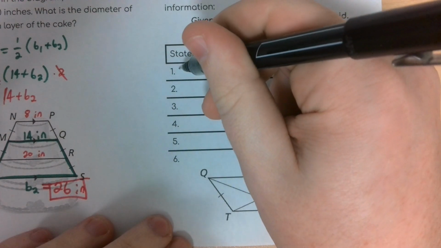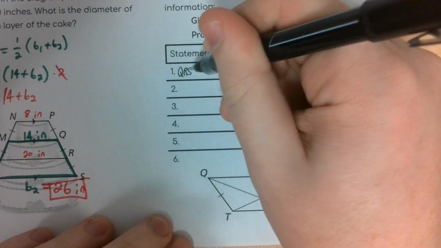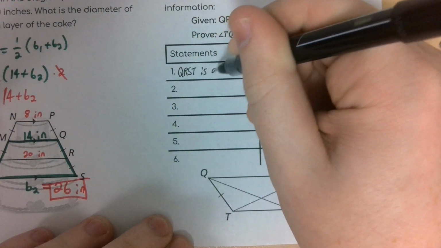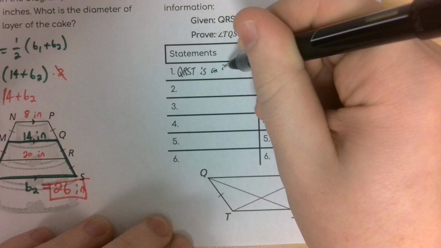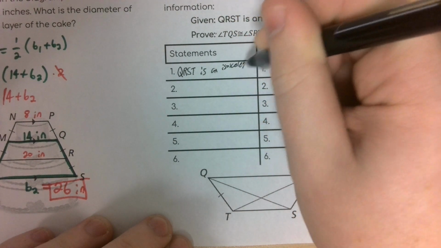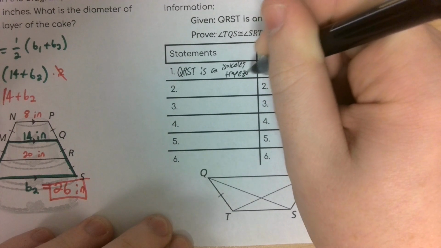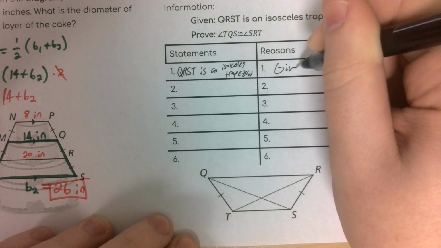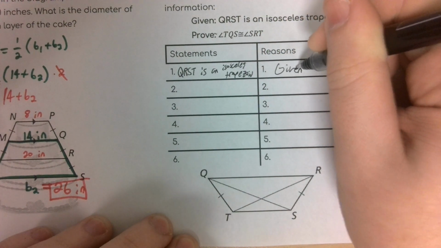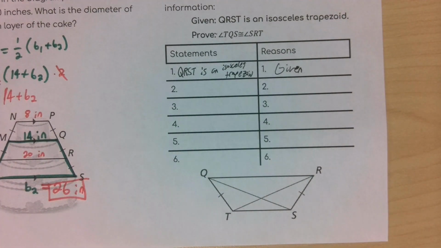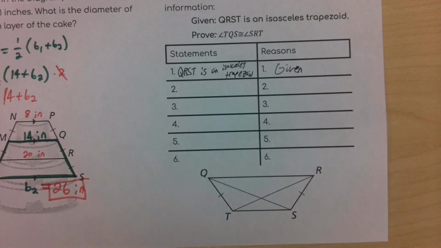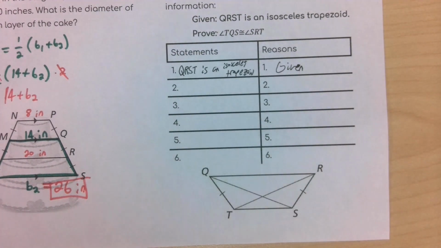We always start each proof by giving our given. So QRST is an isosceles trapezoid. That is our given. But from here we get a bit stuck. You see, just because it's an isosceles trapezoid, we don't know that these angles are going to be the same.